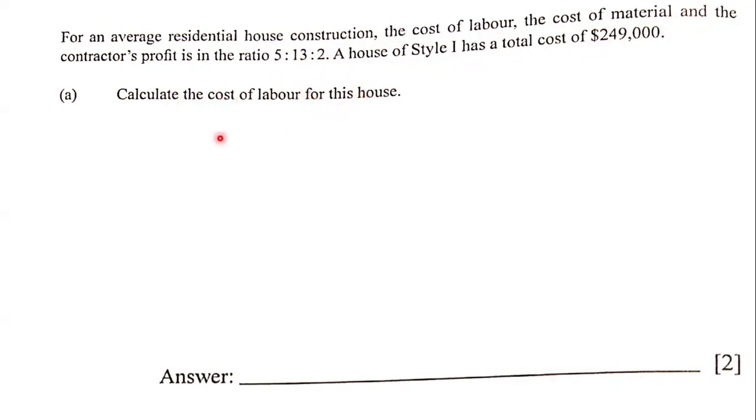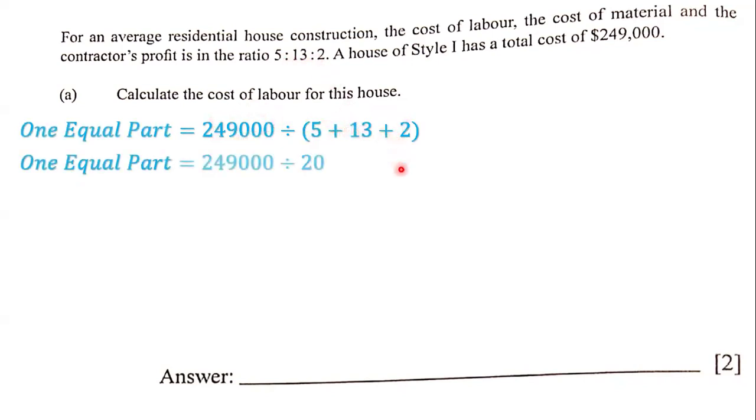Now, in order for us to calculate the cost of labor for this house, the first thing that we're going to do is determine what is one equal part. We take the total cost, which is 249,000, and divide it by the sum of our equal parts, which is 5 plus 13 plus 2. That's what they gave us in the question. When we add 5 plus 13 plus 2, we get 20. And so we have 249,000 divided by 20, which gives us 12,450. That is one equal part.